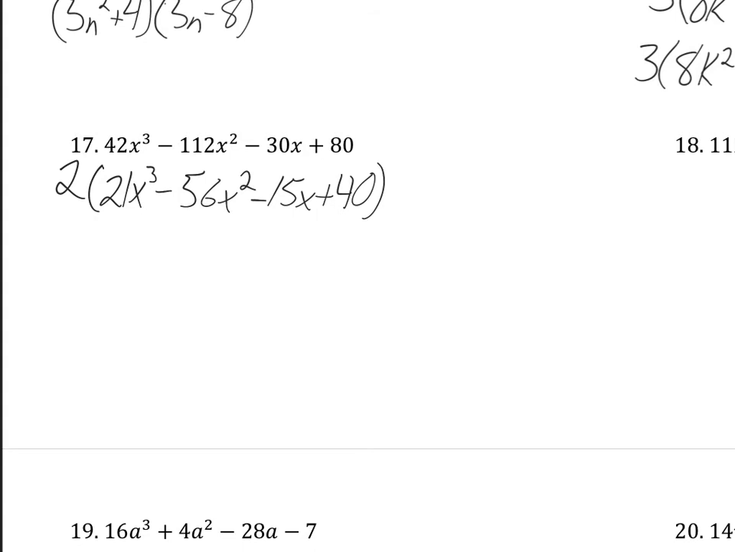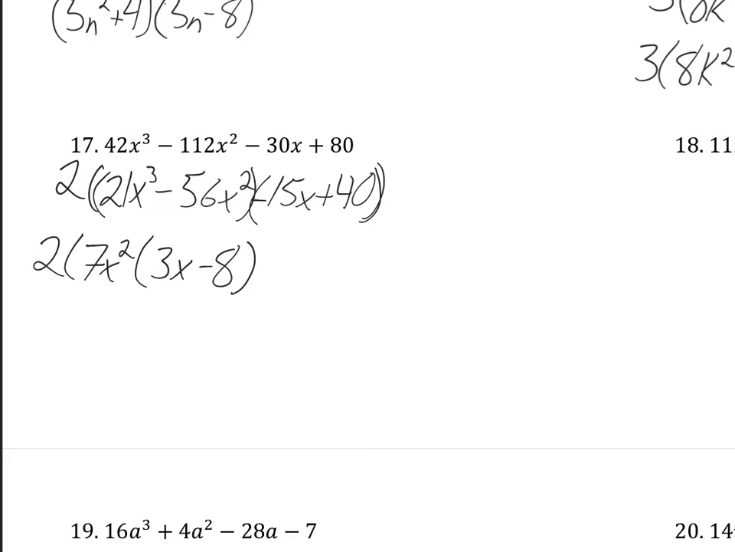So now we're splitting them in half again. So we're doing the front half and the back half. So we have 2 parentheses, 21 and 56 both share 7 and x squared. So 21 divided by 7 is 3. I had 3 x's. I took 2 away. That leaves me with 1x. Minus 56 divided by 7 is 8. I had 2 x's. I took 2 away, so there is no x's left.